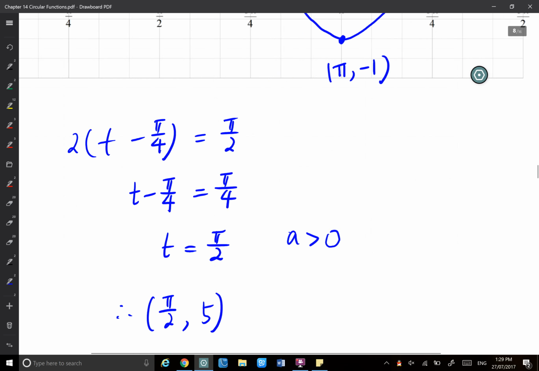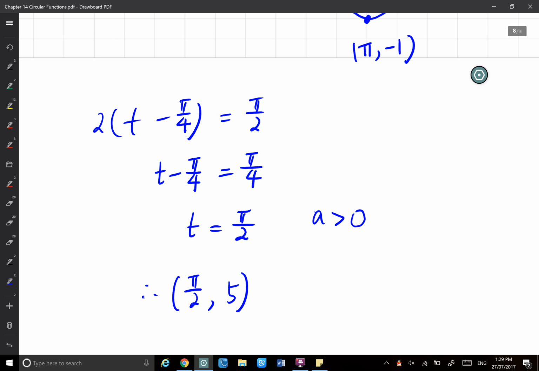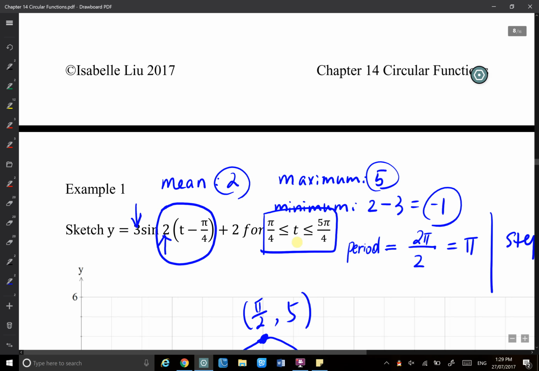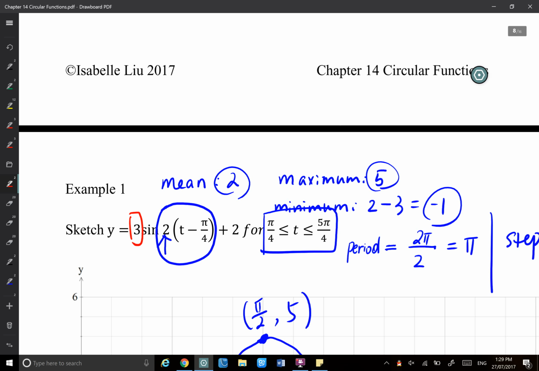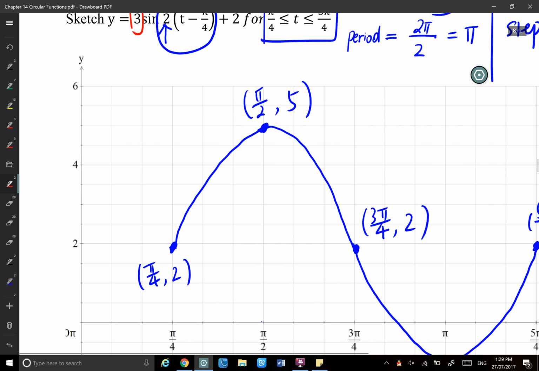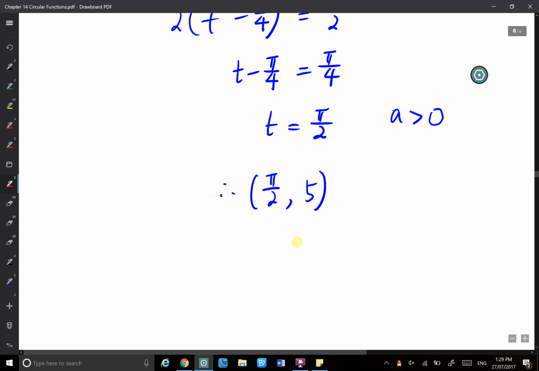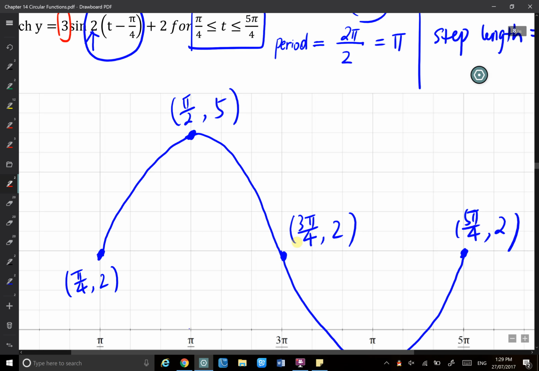And then we think about whether the value will be a maximum or minimum. It depends on the a value in front of sine. If that's positive, you will have a maximum value. If that's negative, you will have a minimum value. That's how we find a point. Therefore, I find this point. A is greater than 0, so we have pi over 2, 5. That's our starting point, on the maximum line.